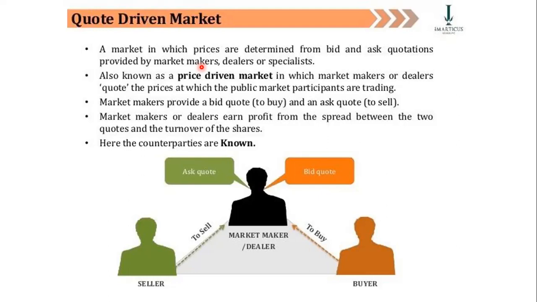Right? A market in which the prices are determined. So there are demand and supply forces in the market, and here they decide the price. But in the order driven market, the buyers and sellers disclose both the number of shares, the number of instruments, at a particular price. Here you can find only the price, a particular price.